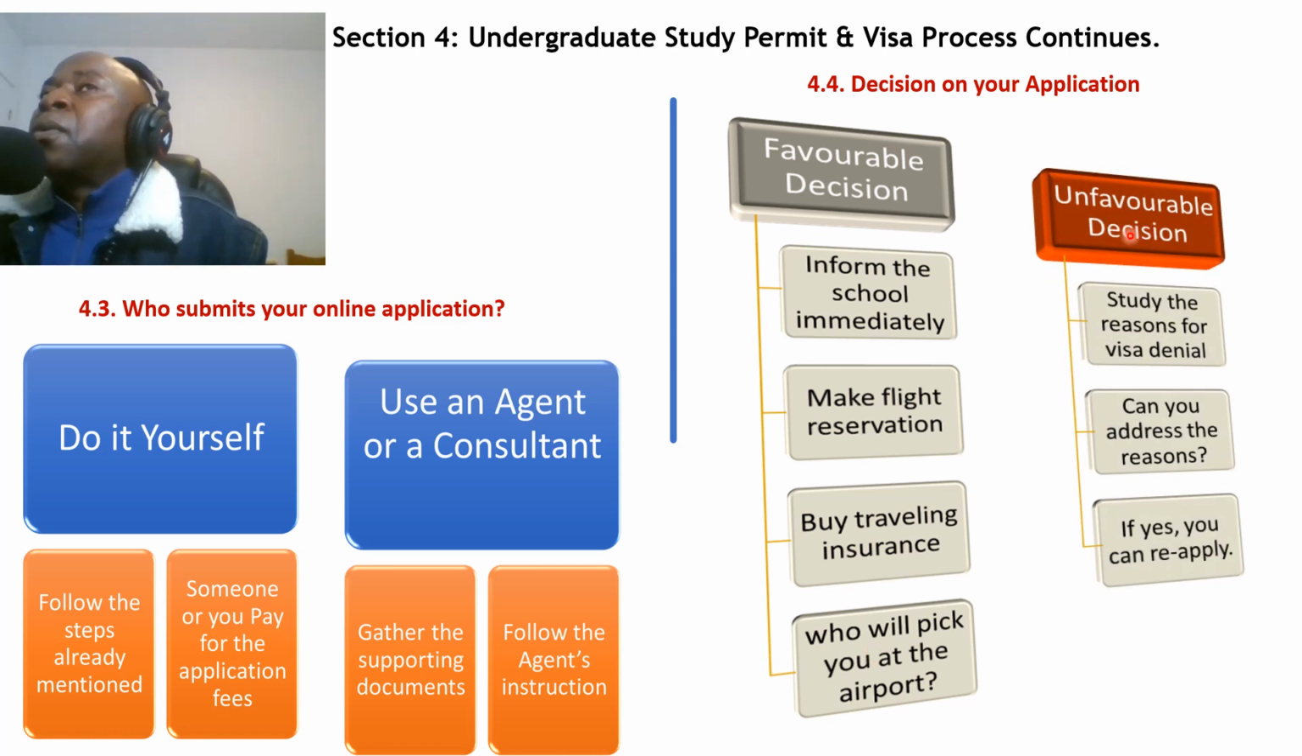Then the second option is an unfavorable decision. As you plan for success, plan for failure. If there is an unfavorable decision, most embassies will write you a letter stating reasons, either one or two, depending on why they denied you the study permit. So the first thing is to study the reasons for visa denial. It is very important. What are their reasons? The second step is, can you address the reasons? If you can address the stated reasons, then the third step is, if yes, you can reapply.